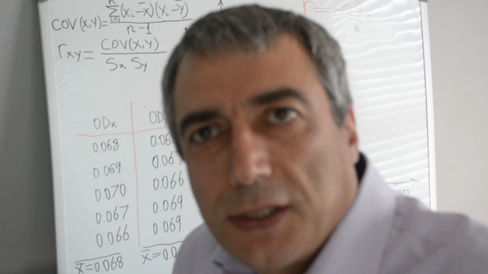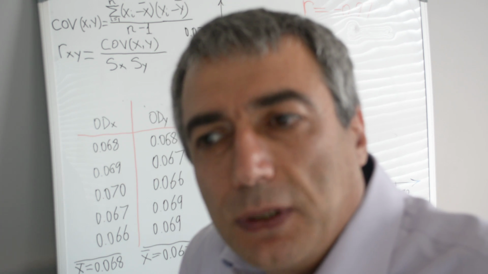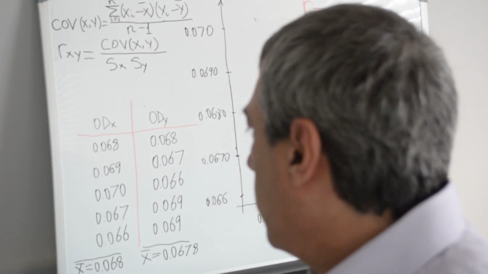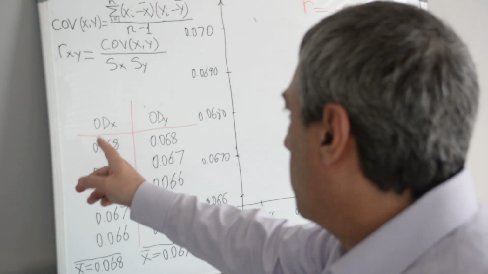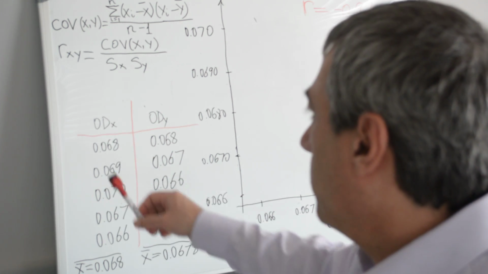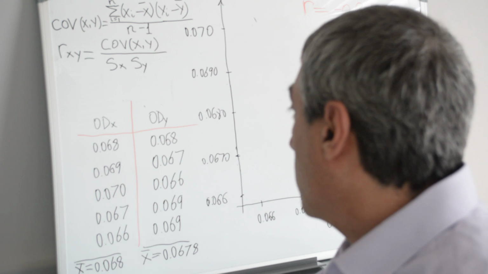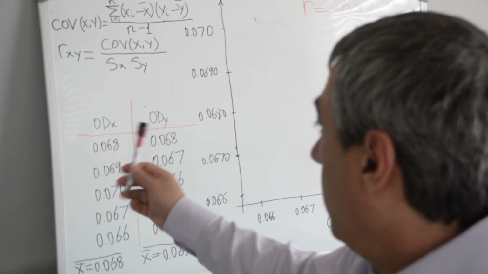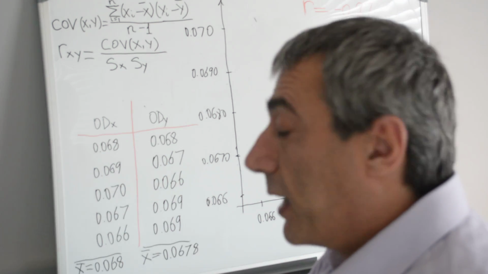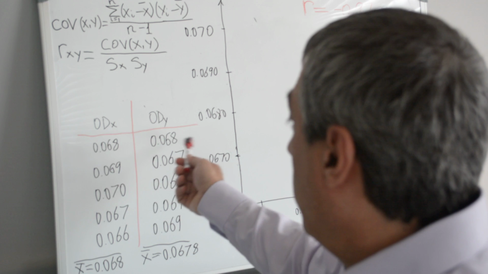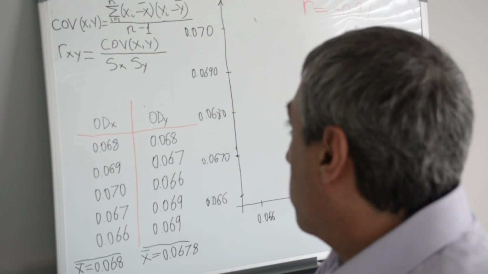Hi. Now let us have some more in-depth discussion about the correlation between two variables. As I mentioned earlier, we have two data sets, two variables. One is the outer diameter measurement in x direction, and another is outer diameter measurement in y direction. So there are 5 points measured, and for each point the OD in x direction was measured and OD in y direction was measured.